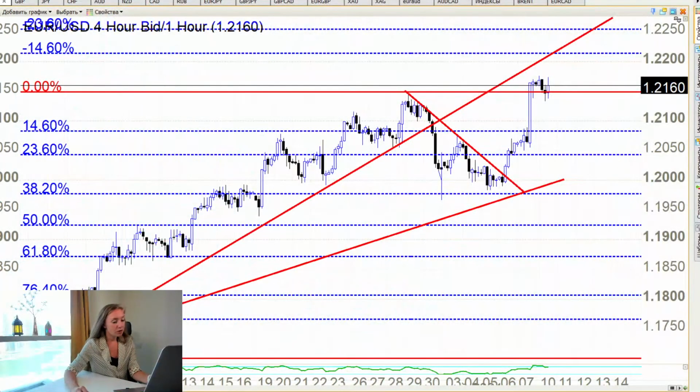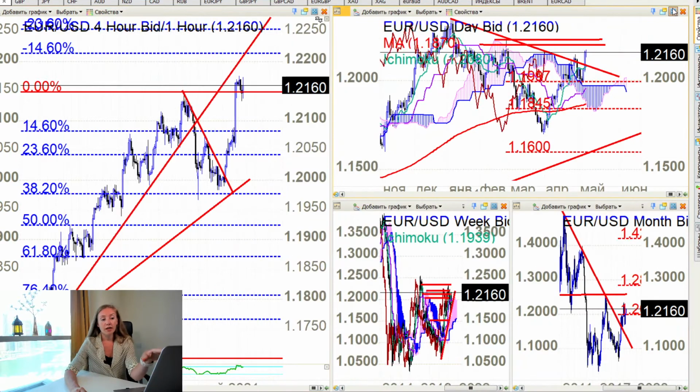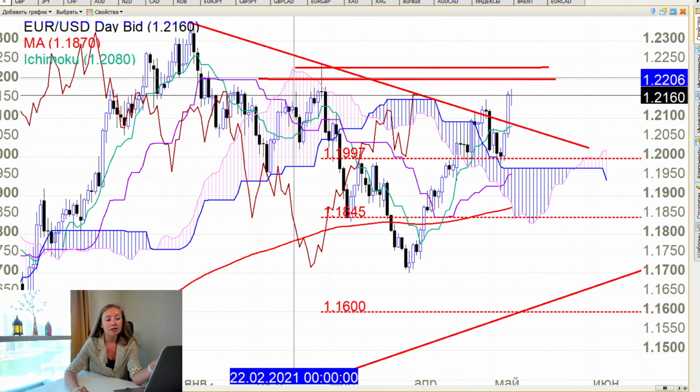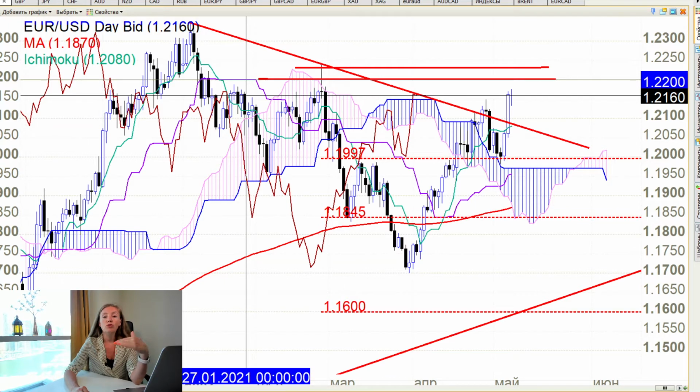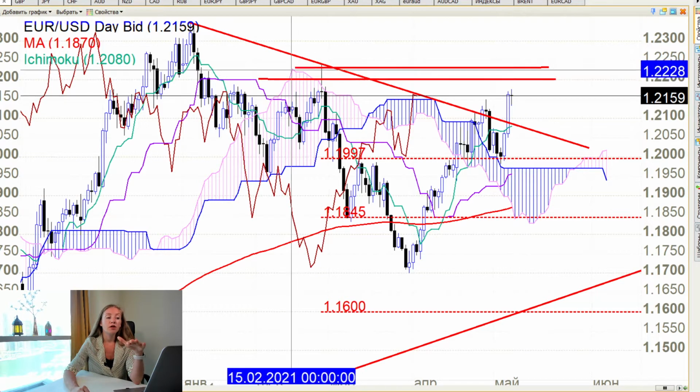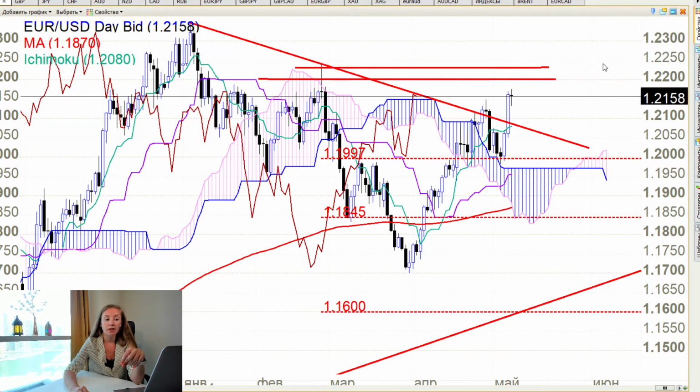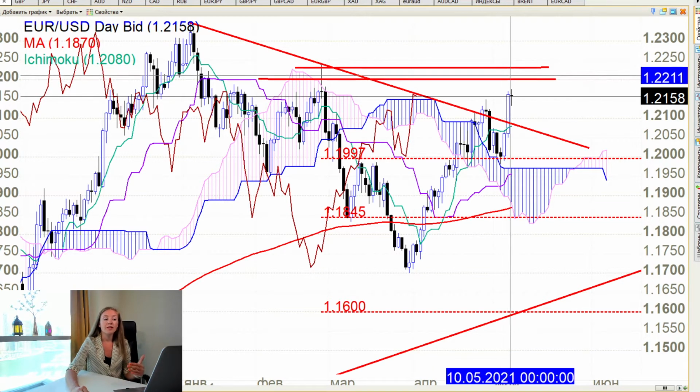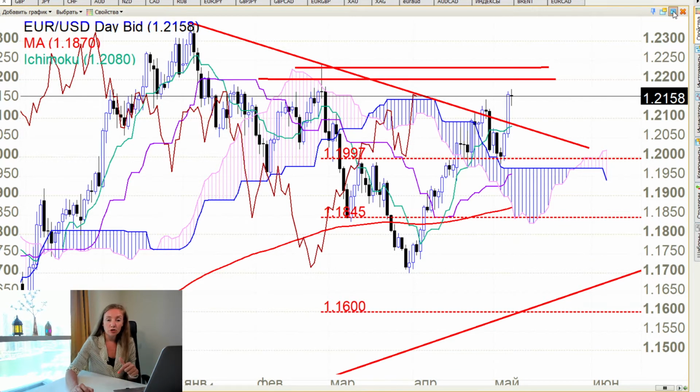So now we go to euro dollar, and my idea for this instrument is that it will go up to 122.30. If you go to the daily chart, you will see a level of resistance due to the Ichimoku cloud and Ichimoku levels. It is 122, the horizontal line of the Ichimoku Kijun line, and the top level of the Ichimoku cloud is 122.30. So if you stay in long positions or you enter long positions, this is your target, 122.30 intraday.